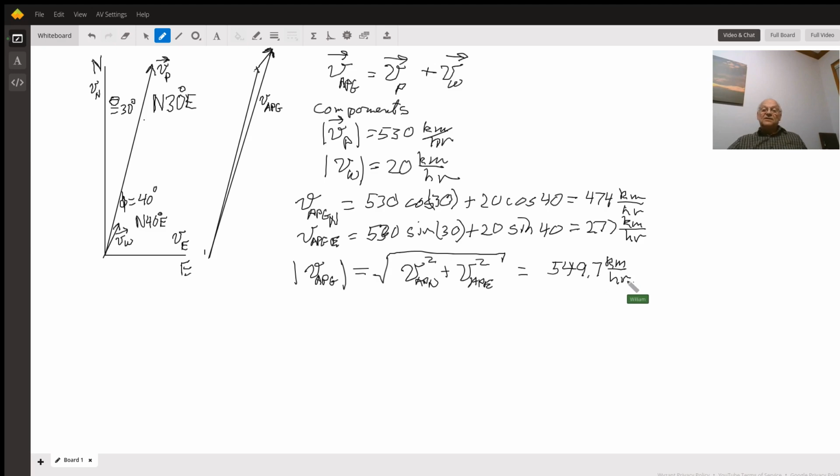And that's the way you do the problem. Divide it into components, add the components, take the square root of the sum of the squares of the components, and we come out with the answer.